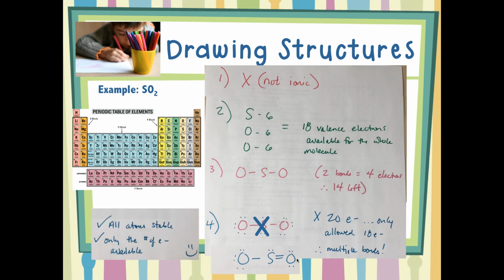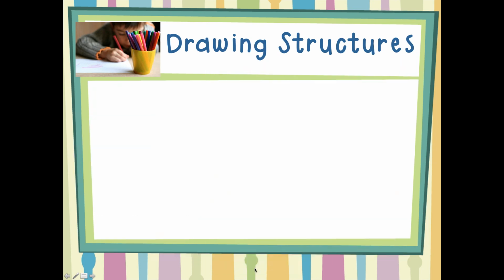Okay, so then this works. All of the atoms are stable and we only have the number of electrons available, not more, not less. So this would be the structure of sulfur dioxide. Let's do one more to kind of cement this and then maybe see one a little bit different.